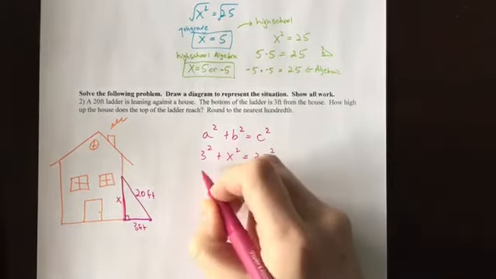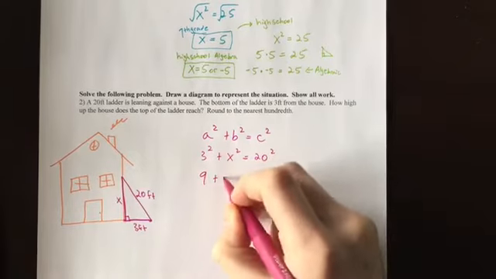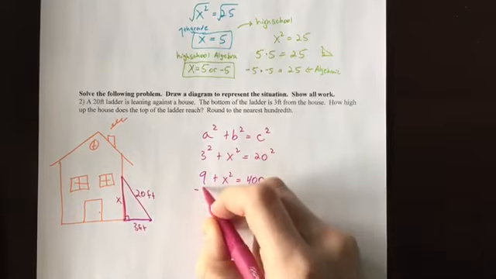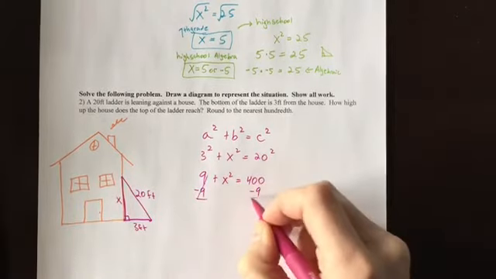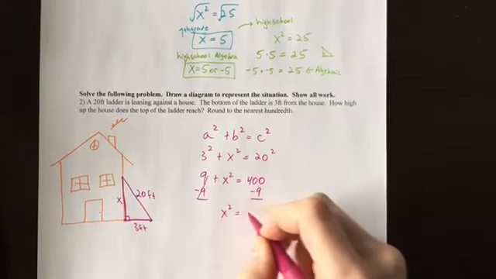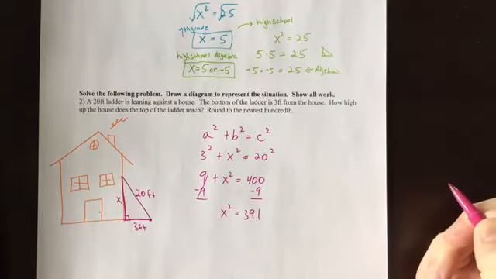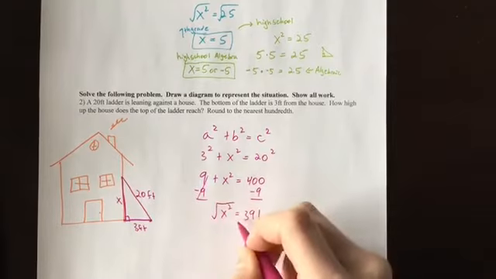So we'll do our exponents first. 3 squared is 9. 9 plus X squared. 20 squared is 400. Subtract 9 from both sides. So we'll get X squared is equal to 391. Now we want to know what X is. We're going to take the square root of both sides.